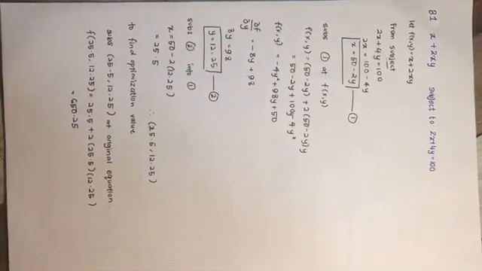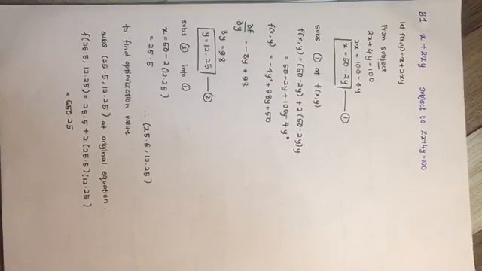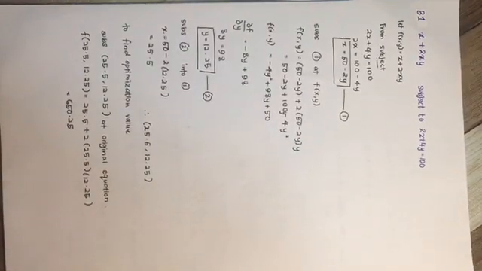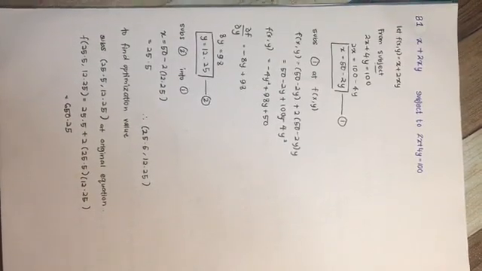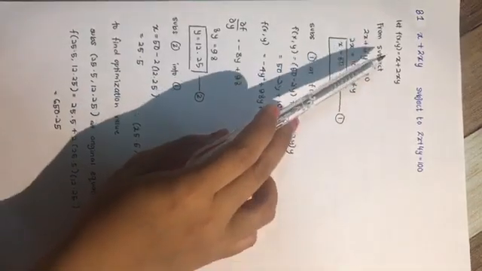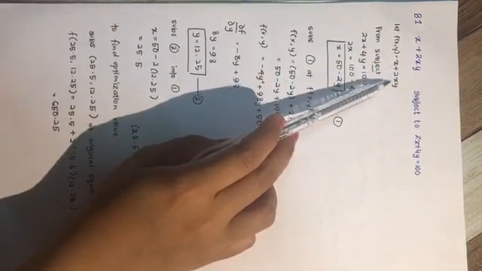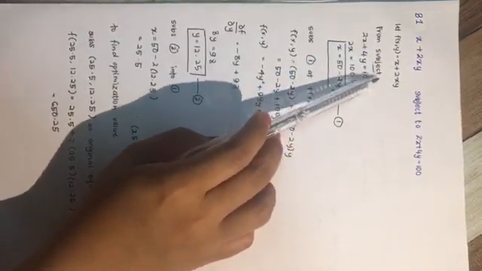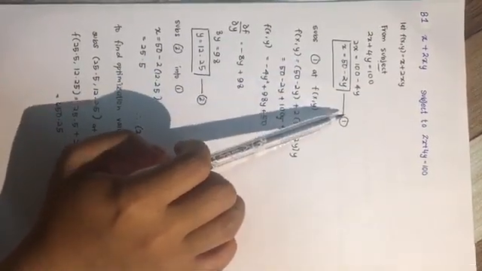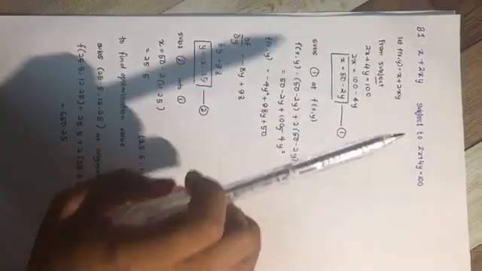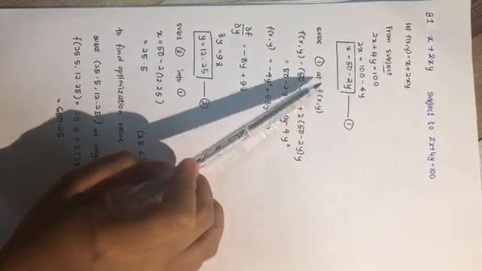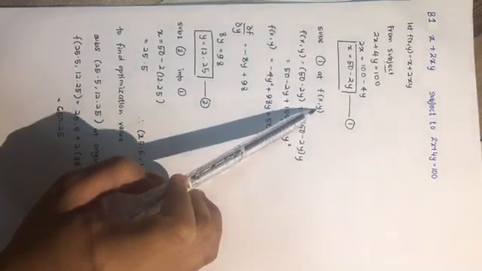Question B1. By using the substitution method, optimize x plus 2xy subject to 2x plus 4y equal to 100. So first, we let f(x,y) equal to x plus 2xy. From the constraint, we find x and label it as equation 1. And then we substitute equation 1 into f(x,y).